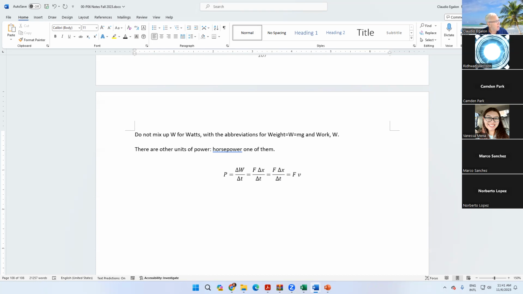Professor, I have a question. Yeah. How come there are the same letters for different things? Are you talking about the letters? Yeah, the letters. Yeah, that's a problem in physics, right? We run out of letters and we start recycling them for different things. It happens fairly frequently, so you have to be careful about that. It's not ideal, but it happens.